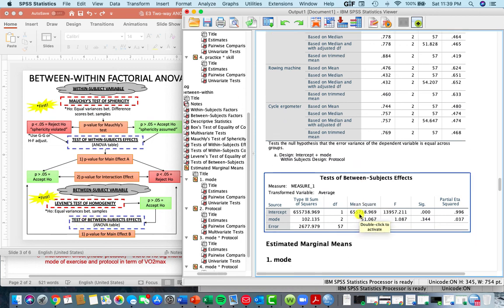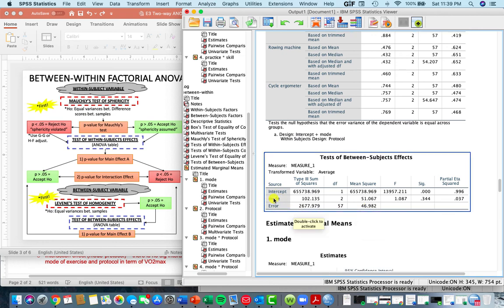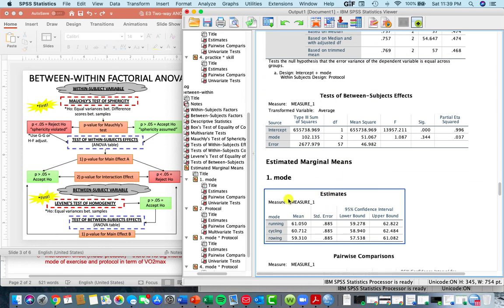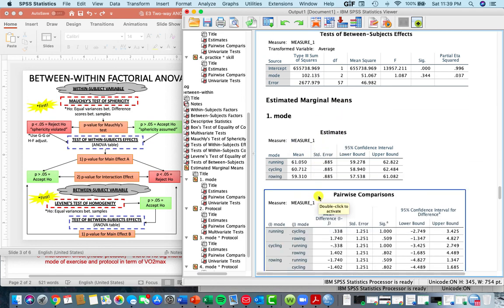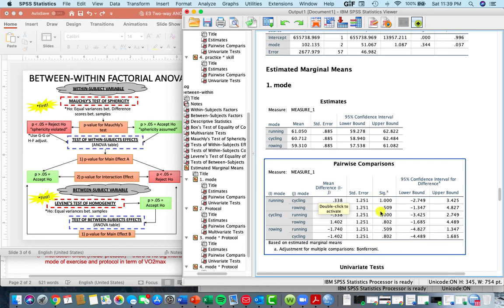Hey, look, test of between subject effects. And we have our mode, right, our mode of exercise. So we have a p-value for mode of exercise, and we can see that there is no significant difference. Basically, when we look at all the means, there are no significant pairs within that mode of exercise. So when we look at these estimated marginal means or pairwise comparisons, that should confirm no significant differences.